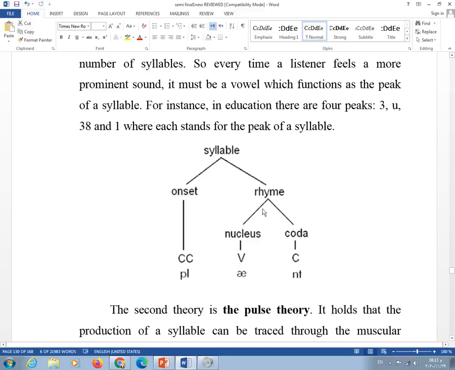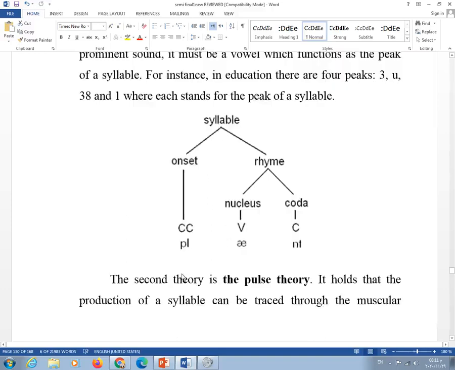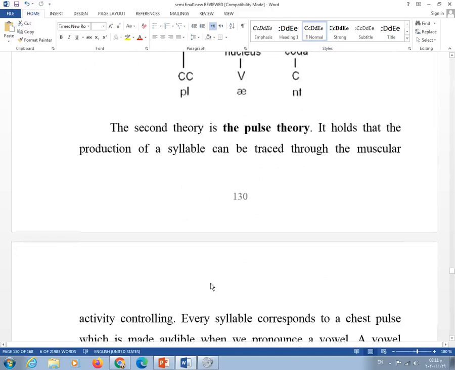The rhyme here is also divisible into two components: nucleus, which must be a vowel, a V, and coda. As you see here, we have two C's in the coda of plant, two consonants at the end. So a syllable is made up of two parts, onset and rhyme. And the rhyme is divisible into two elements, nucleus and coda. This is a representation of the syllable structure in a word such as plant, which is a one-syllable word.